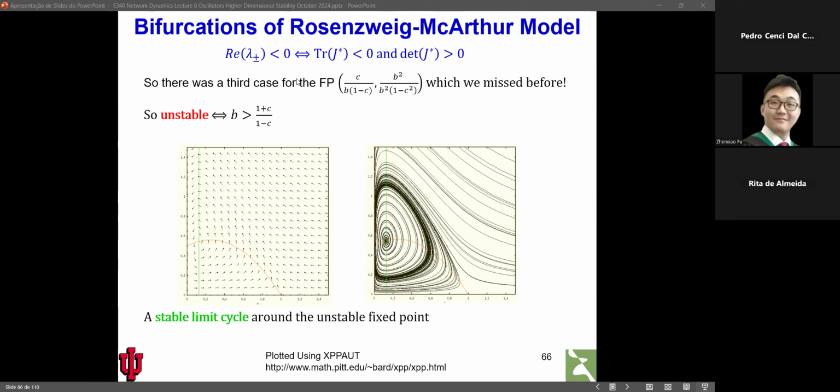So let's look at it. There was a third case for the fixed point, FP, which we missed before. Which is the case? The case where you have something like this and something like this, and you can have a limit cycle. You see that this thing is spiraling away from the fixed point, and it's spiraling towards a limit cycle. So I have a stable limit cycle around the unstable fixed point.